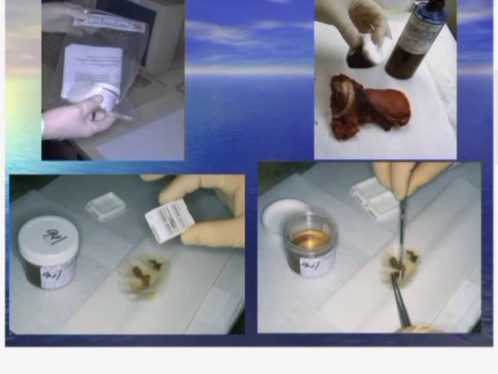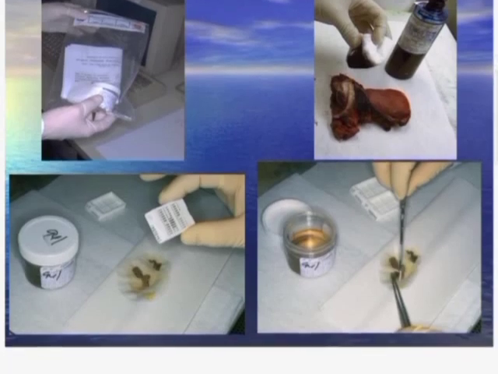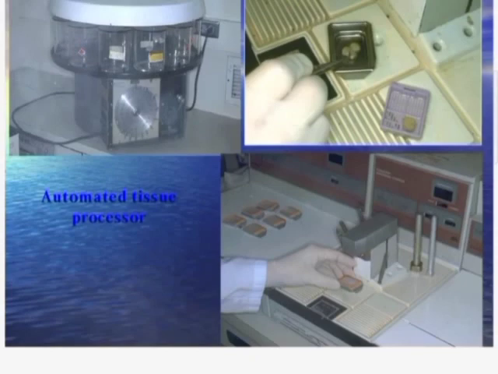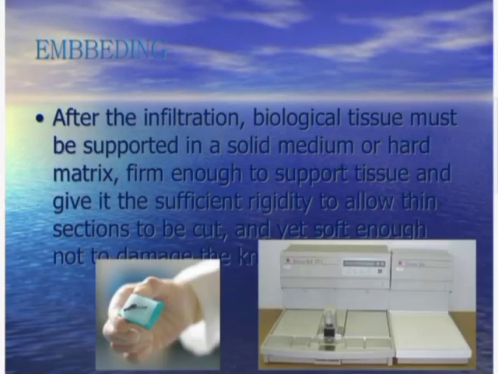In this diagram you can see all the procedure again. Let's revise it. This is the step in which we remove the tissue, followed by fixation. We put this tissue in formaldehyde solution, and then we remove the tissues and put them for infiltration. You can see this is one of the automatic processors. Here you can see the preparation of the slide by the paraffin method.